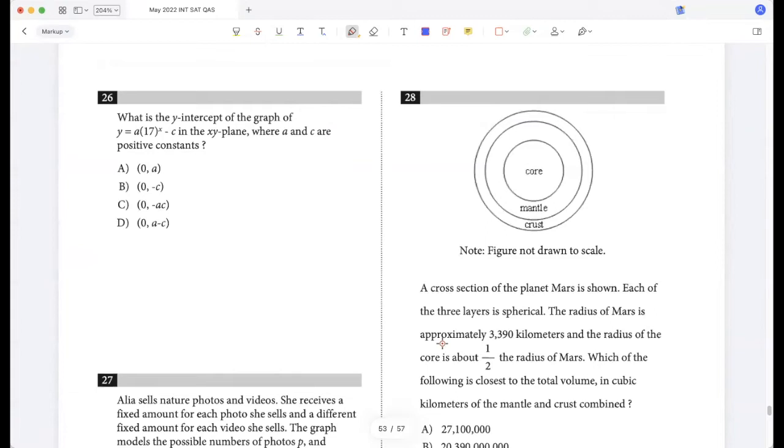What is the y-intercept of the graph of this in the xy plane where a and c are positive constants? So for the y-intercept, x will be 0. So the y-intercept would be A times 17 to the power 0 minus C. So A minus C. So it will be 0, comma A minus C.